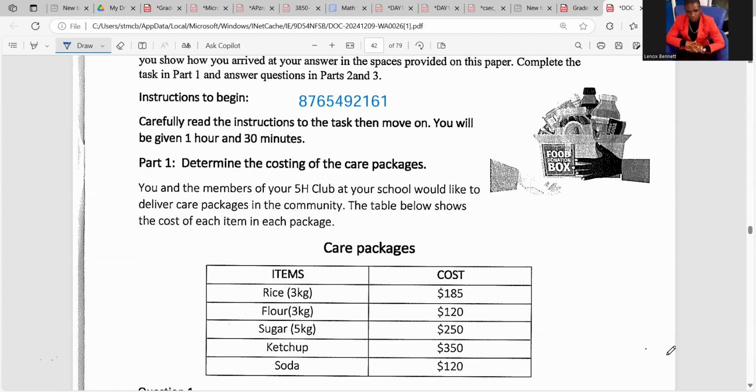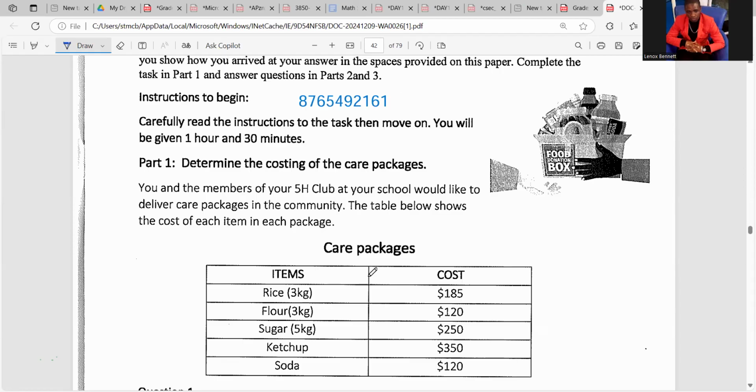All right. It says part 1, determine the costing of care packages. You and the members of your 5H club at your school would like to deliver care packages in the community. The table below shows the cost of each item in each package. So notice the word each. You can replace each with one, right?